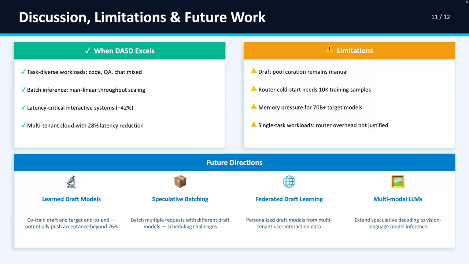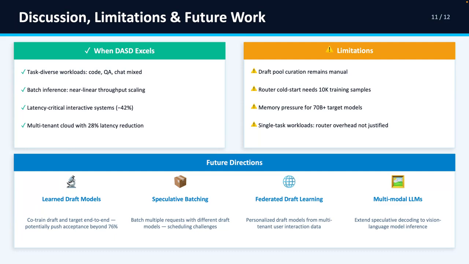Finally, for very large target models such as 70 billion parameter models, keeping multiple draft models in memory simultaneously becomes challenging. Our lazy loading mechanism partially addresses this, but memory constraint remains a practical consideration. Three future directions excite us most. The first is co-training draft and target models end-to-end, which could push the acceptance rate well beyond our current 72 to 76% ceiling.